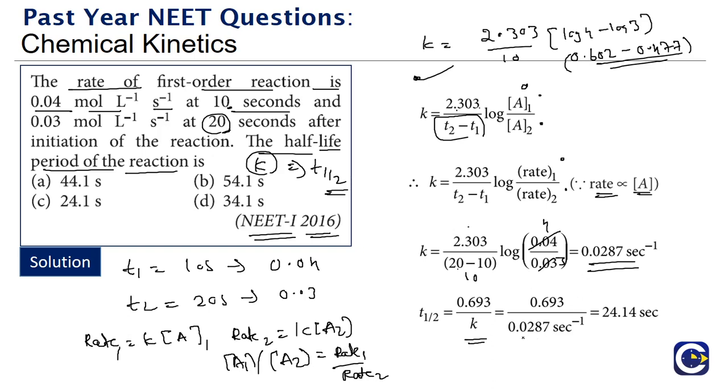0.693 by 0.0287. So this will be approximately 24.14 seconds. So the half-life of this first order reaction will be nearly 24.1 seconds. So the correct answer is option C.